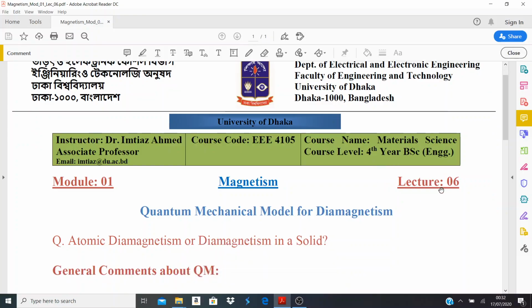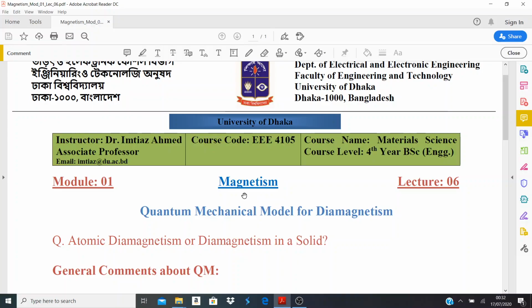This is lecture 6 in module 1 about magnetism. If you recall, in the last lecture I presented the Langevin model of diamagnetism, and I told you that I'll be starting the quantum mechanical models of diamagnetism from this lecture.